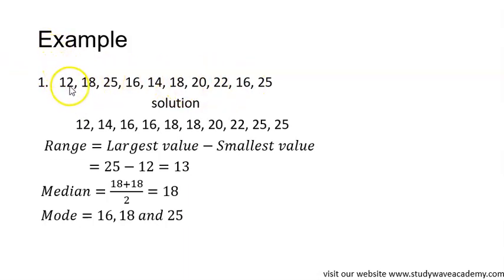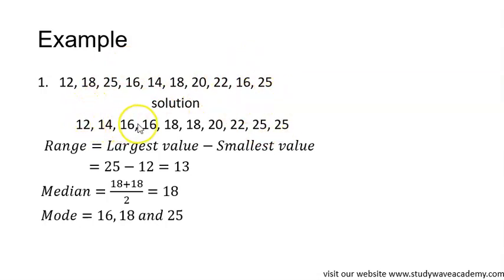And the smallest number here is 12, right? So you start with 12. The next is 14. You write 14. Is there any other 14? No. The next is 16. You write 16. There's another 16. So you write 16 again. The next is 18. You write 18. There is another 18. You write 18. The next is 20. You write 20. Is there any other 20? No. Next is 22. You write 22. Is there any other 22? No. Next is 25. You write 25. There are two 25. You write the next 25.